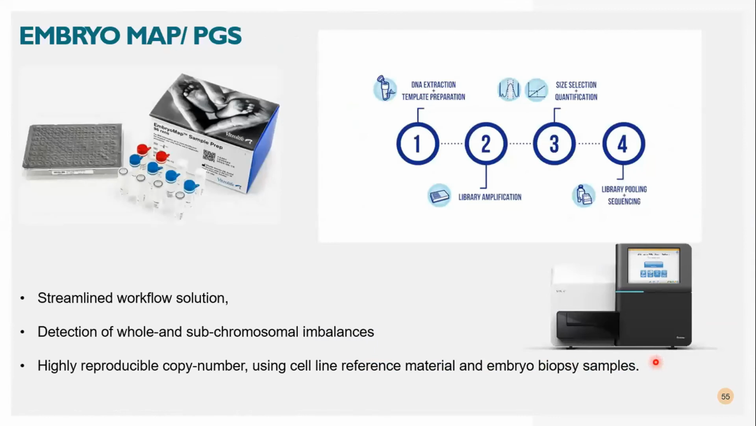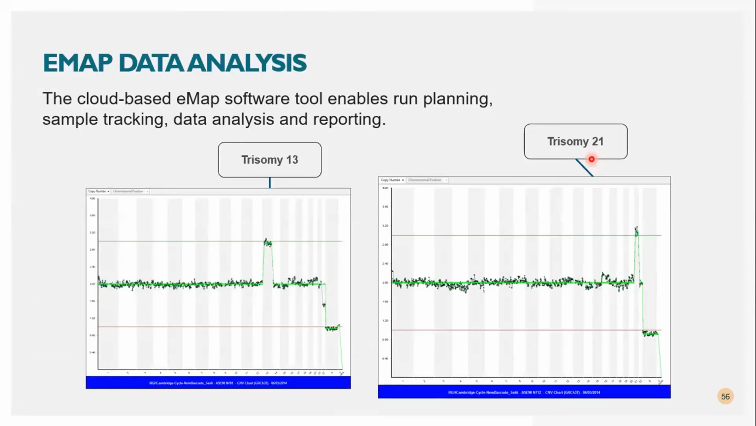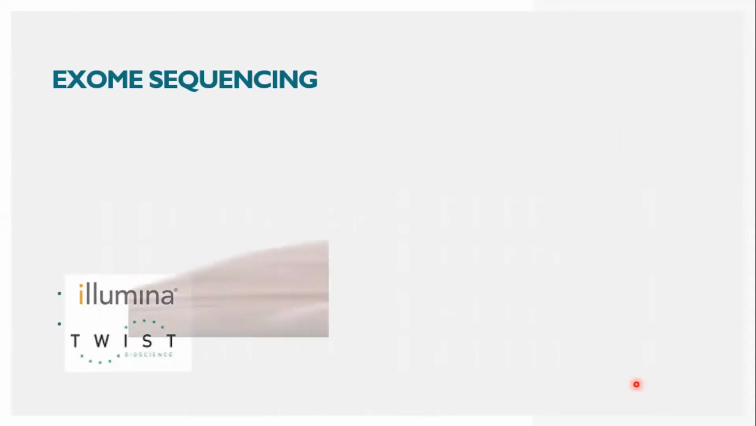A similar approach is used for PGS, or rather PGT. It's again offered by a brand called Vitrolife. It's done with Illumina sequencing technology, where you again do DNA extraction, template preparation, library prep, sequencing, and then analysis. It is also based on counting applications. There's a software called EMAP. It does the counting of your chromosomes, and depending on how many copies you have, you can find out if it's trisomy for chromosome 13 or chromosome 21, with the chromosome number shown on the x-axis and copy number on the y-axis.